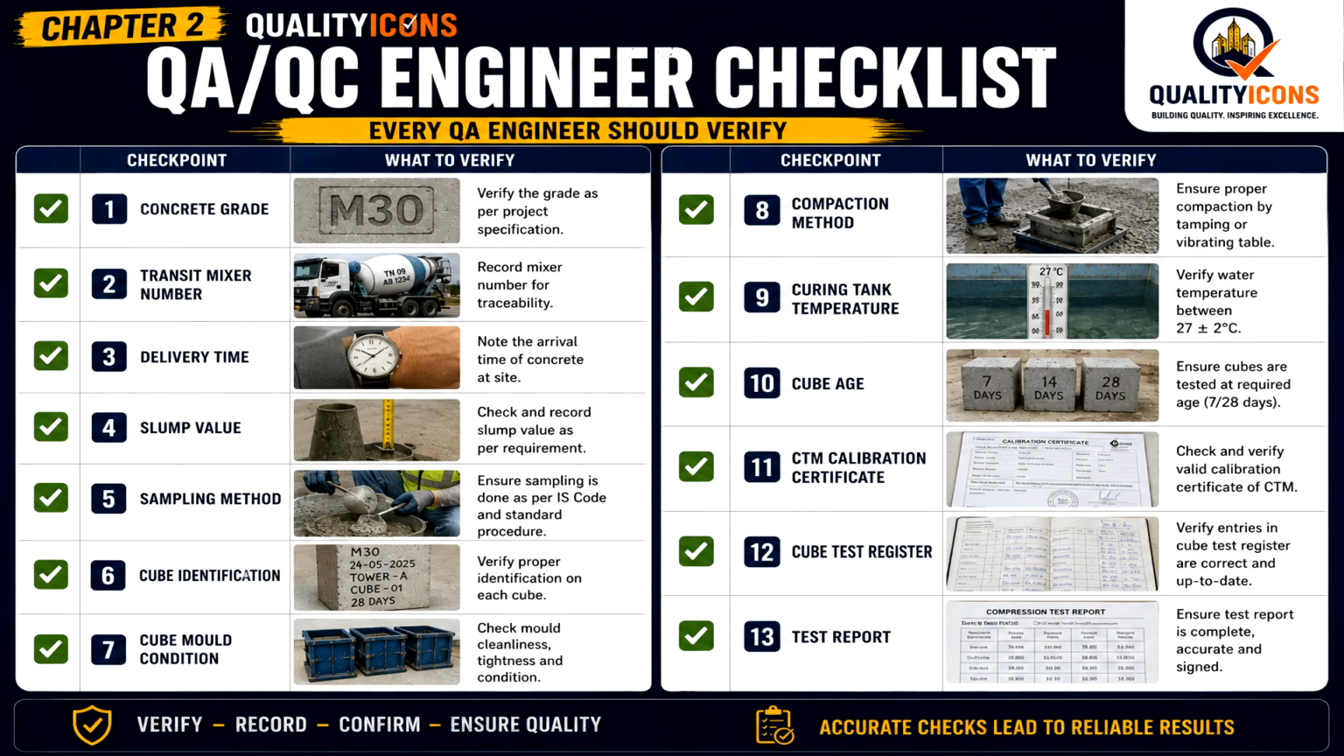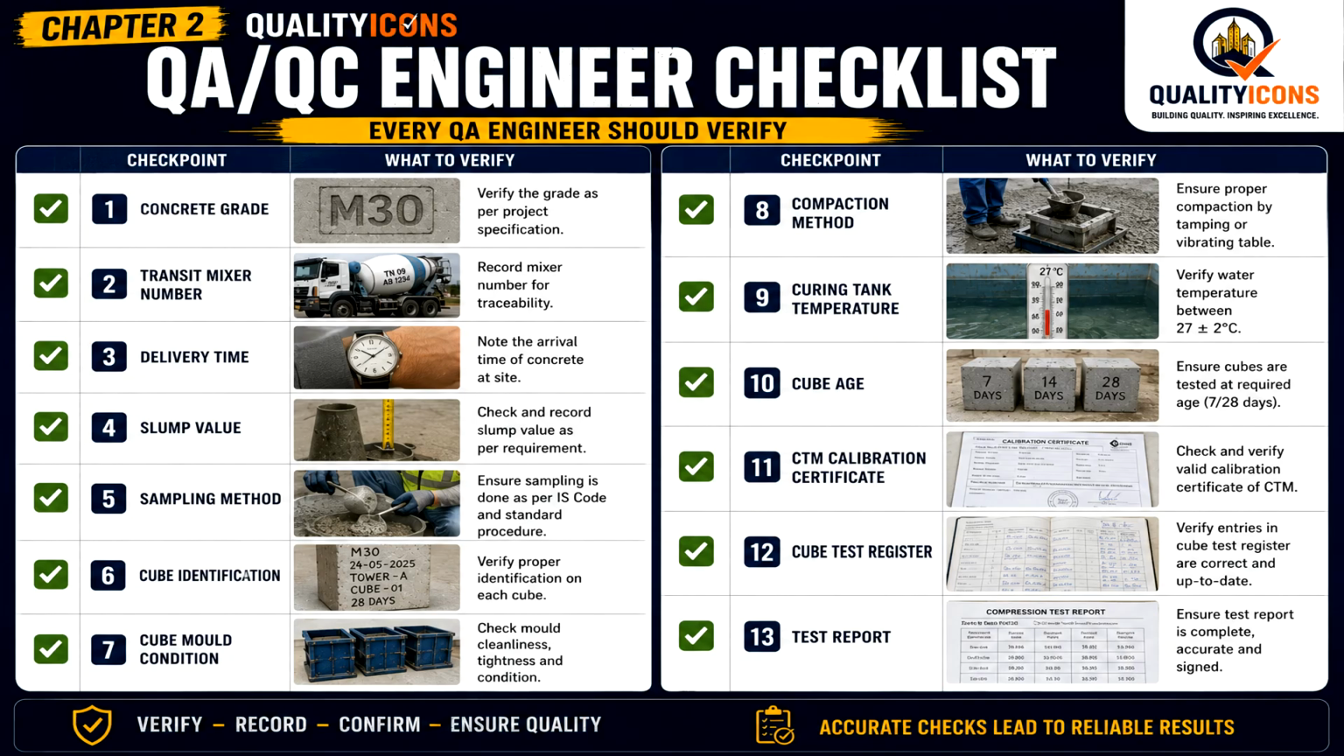Sampling method. Ensure sampling is done as per IS code and standard procedures. Cube identification. Verify proper identification on each cube. Cube mold condition. Check mold cleanliness, tightness, and condition. Diagonals of the cube molds, tightness, ISI marks. Compaction method. Ensure proper compaction by tamping or vibrating table. Curing tank temperature. Verify water temperature between 27 plus or minus 2 degrees centigrade.